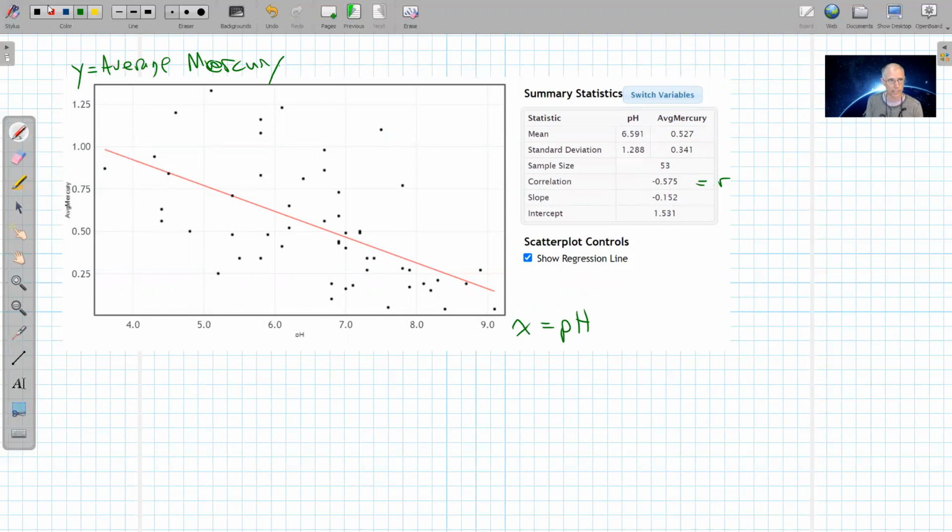So as far as the line that they have drawn in red there, usually when we graph a line like that, we don't call it y, we call it y hat, or a model, not the actual y values, which is the mercury, the actual y, the measured one. We're writing an equation for it, so we give it a slightly different name. And remember, y equals mx plus b, the type of equations we're looking at, and here we're told the slope is negative 0.152, and the y-intercept is 1.531. So that is my linear model.